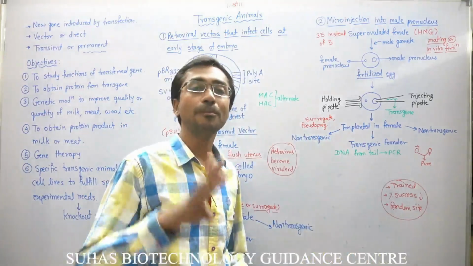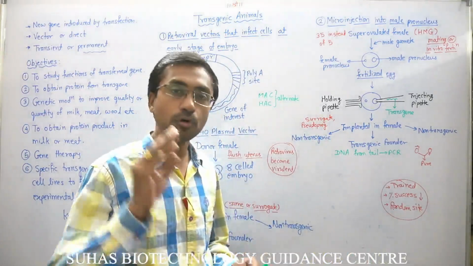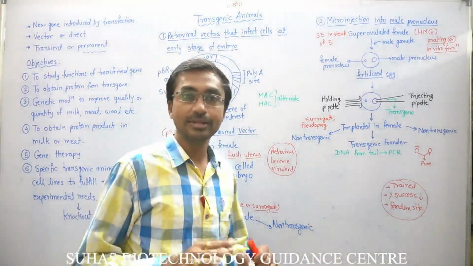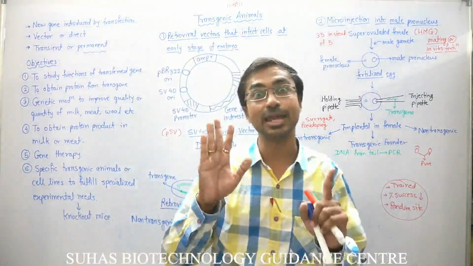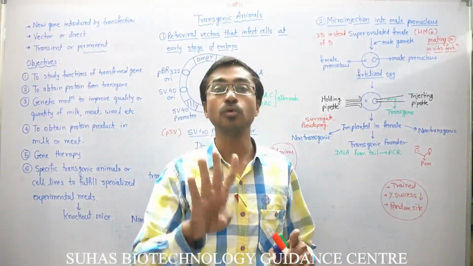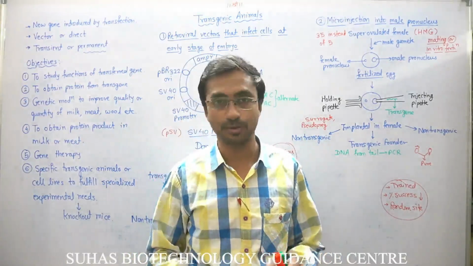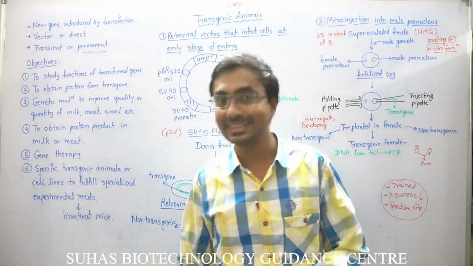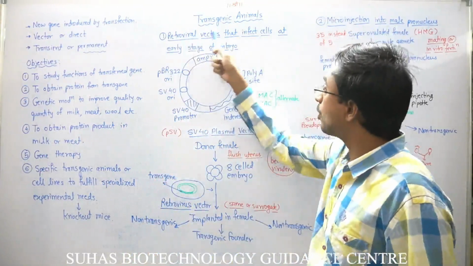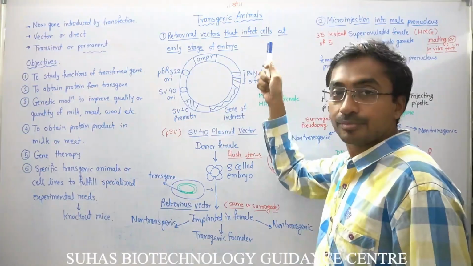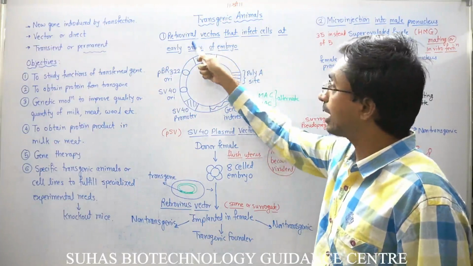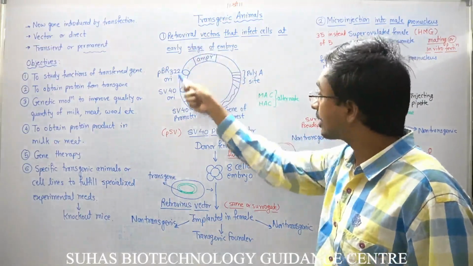There are four main methods, the four most successful methods. Keep in mind, there are many methods by which a transgenic animal can be synthesized, but these are the four most successful methods we are going to see. The very first is the retroviral vector method. In that, we are going to form a retroviral vector.